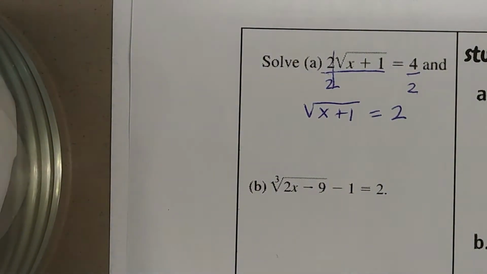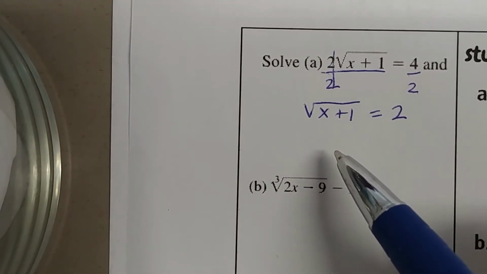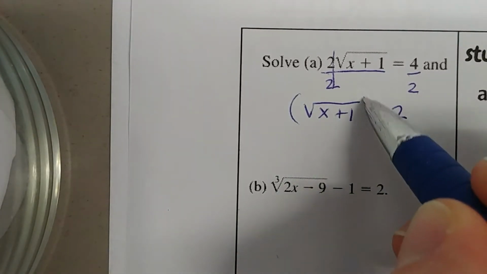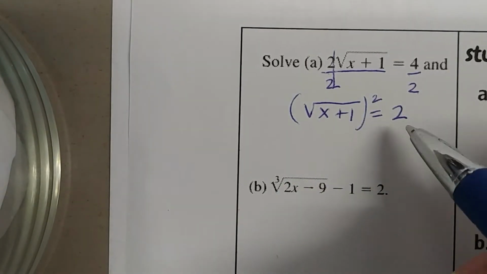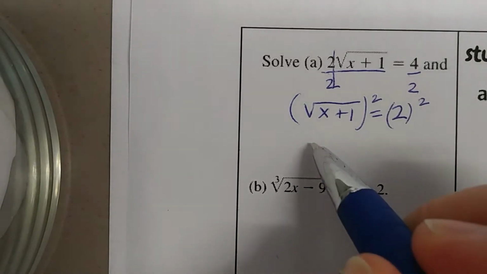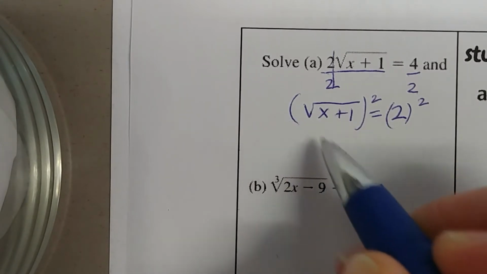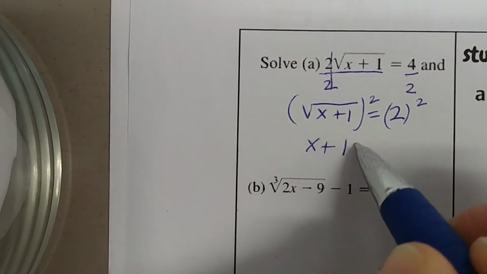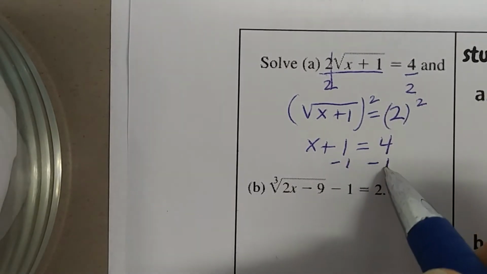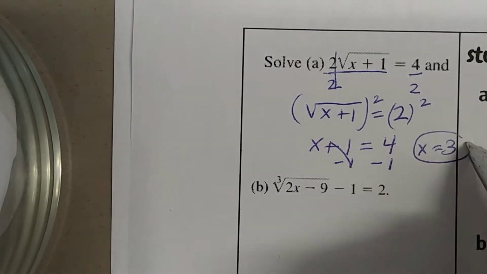Now I want to get rid of this radical. The way we undo a radical is by squaring it, because this radical is a square root. If I square the left side, I must also square the right side. The radical and the square cancel each other out, so I'm left with x plus 1 equals 2 squared, which is 4. Then I subtract 1 from both sides, and I'm left with x is 3.